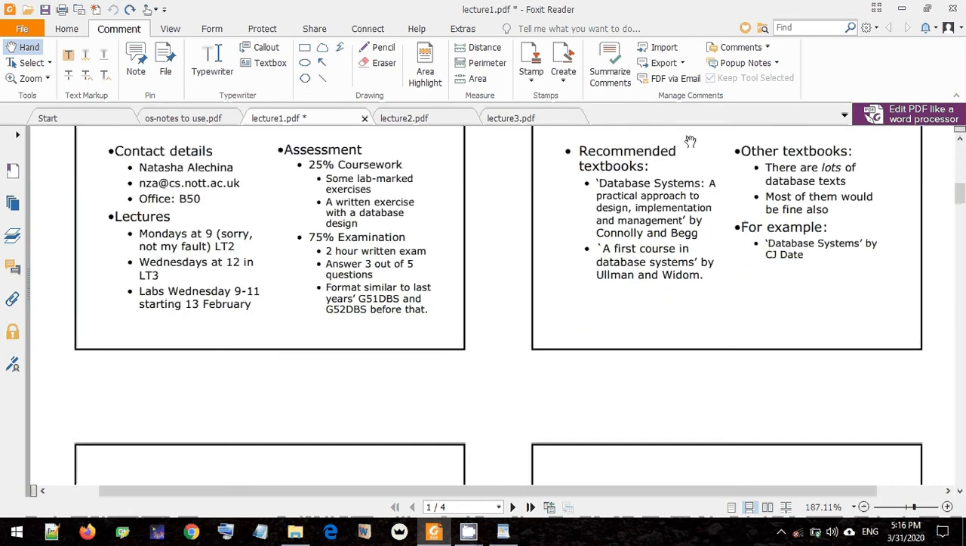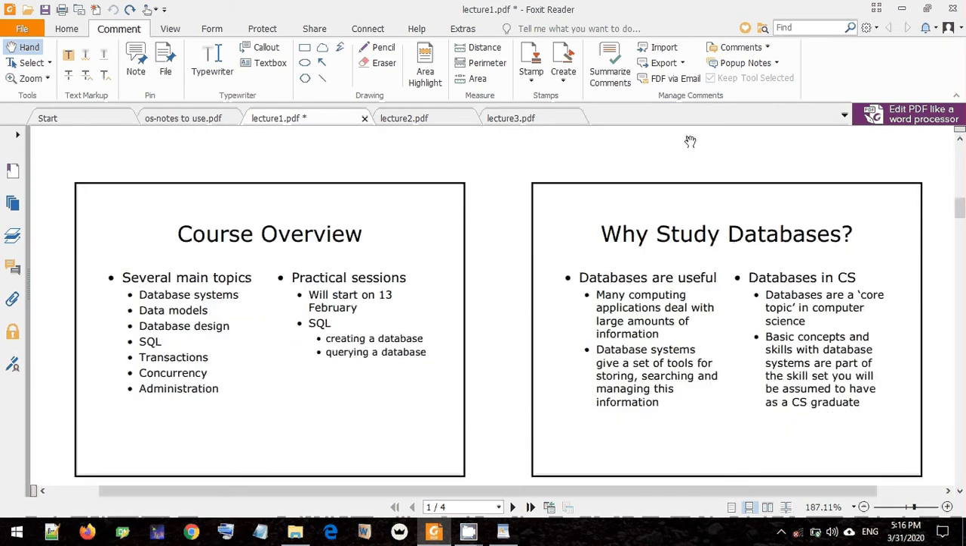So in this course we shall talk on database system, data models, database design, SQL, transaction, concurrency, administration, and then we'll do some practicals. I'm going to explain more on how we go about with the practicals subsequently.